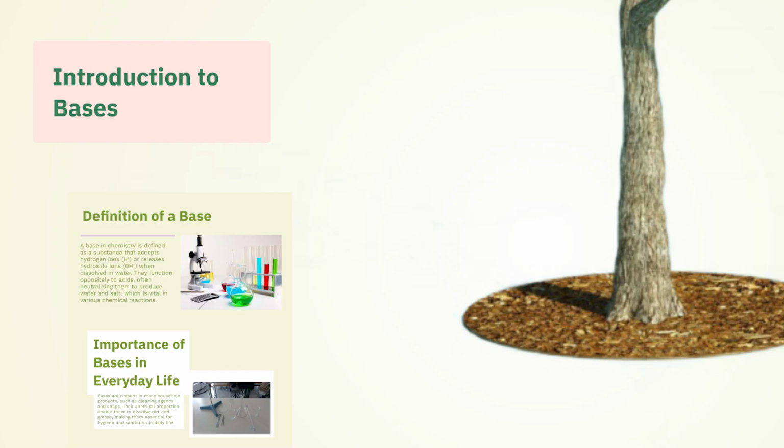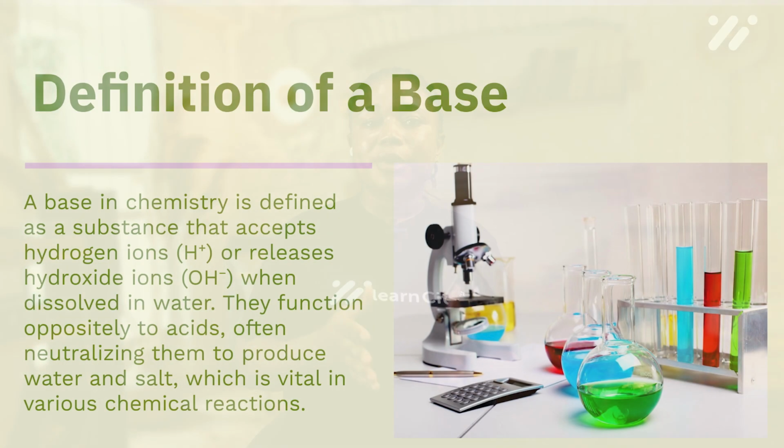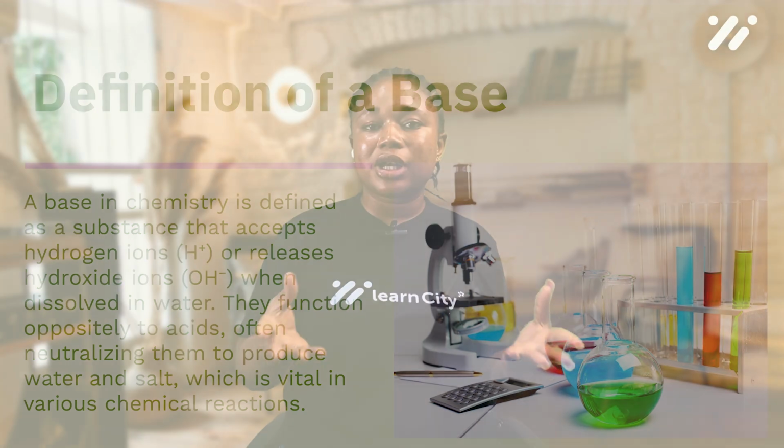But before we get into the fun stuff, let's answer some basic questions. What exactly is a base in chemistry? In chemistry, a base is a substance that either accepts hydrogen ions or releases hydroxide ions when dissolved in water. In simple terms, bases are the opposite of acids. They can neutralize acids to form water and salt. Acids donate hydrogen ions, while bases accept hydrogen ions or release hydroxide ions.